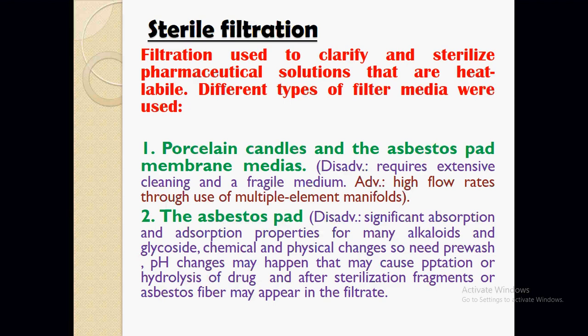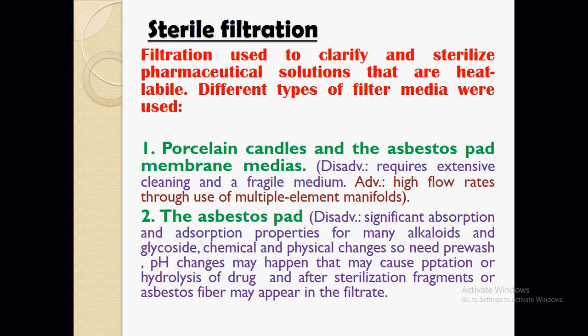Now, sterile filtration. Generally, sterile filtration means removing microorganisms, and we have many types of filter media that can be used for sterile filtration. Filtration is used to clarify and sterilize pharmaceutical solutions that are heat labile. Different types of filter media were used. We can use porcelain candles and the asbestos pad membrane media. But such media have the disadvantage that they require extensive cleaning and are a fragile medium, they break quickly. But their advantage is a high flow rate through use of multiple elements in a manifold.